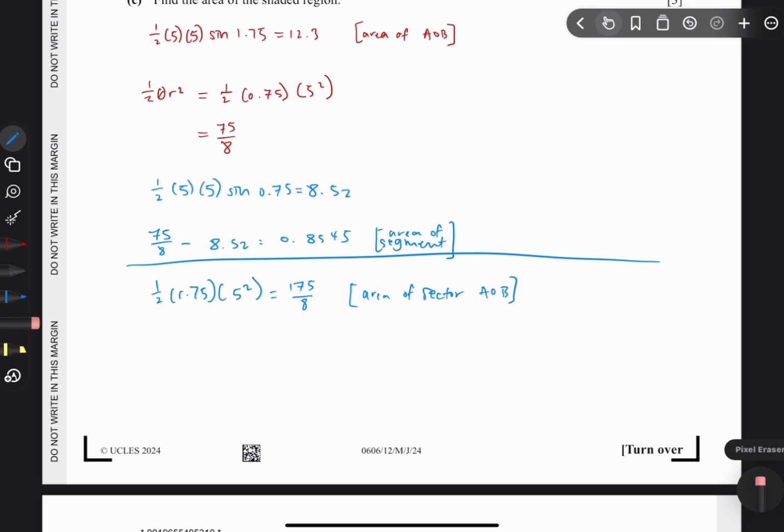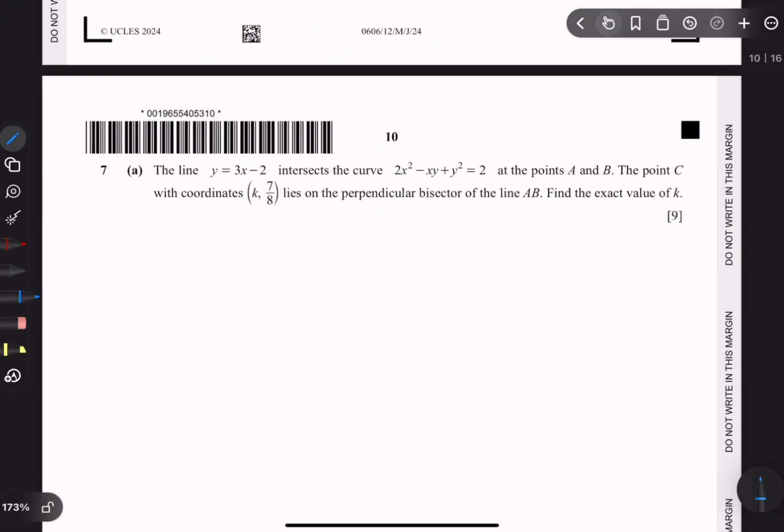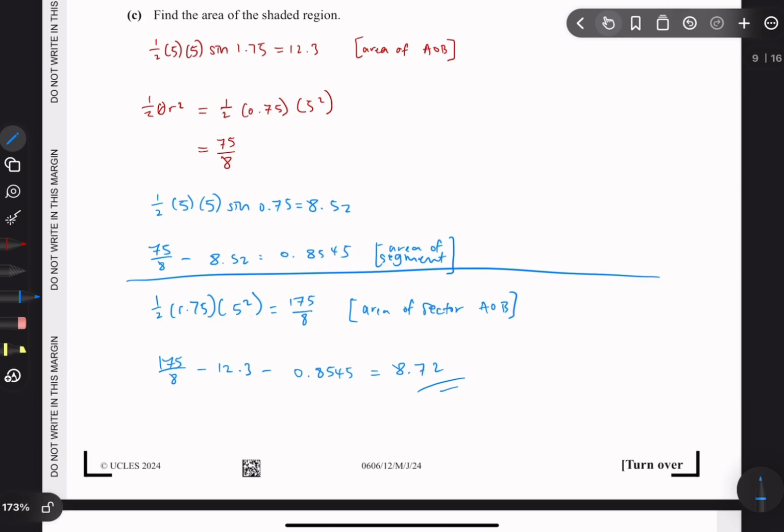And now we just take this sector minus the triangle, which is AOB, and the segment. And we will be getting 8.72. Okay, so obviously, if you want the answer to be as exact as possible, you should use the exact value in the calculator. But if you round it up slightly, it should still be around the same answer.